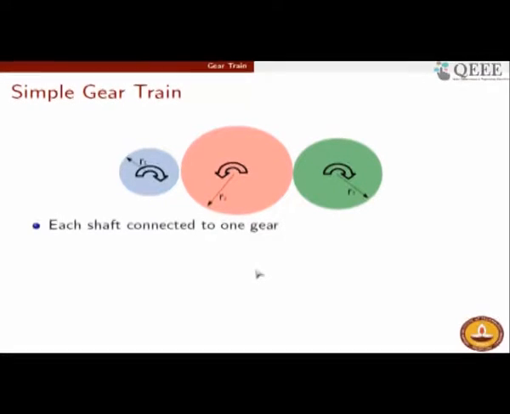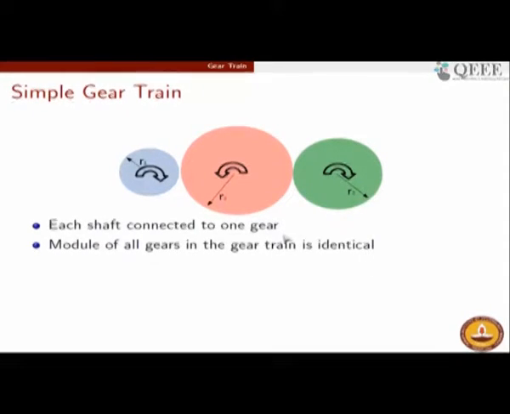So in a simple gear train, the reason we call it simple is because every shaft has only one gear connected to it. And as we know, if one of the gears is making clockwise rotation, the other one will make counterclockwise rotation. And because each of these gears have to be engaging perfectly, we also have the requirement that the module of all the gears must be the same. That is something again which we proved in the first class, that if two gears have to engage, their modules have to be the same.